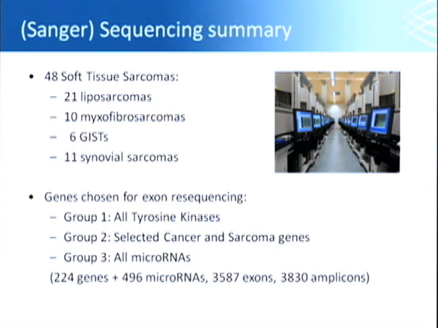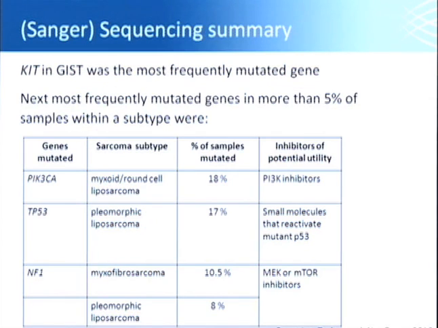And the analyses were at the sequencing level, all the tyrosine kinase genes. We know those are oncogenes. We know many of them are druggable. Let's find out if some of the sarcomas have those. And then a number of other cancer and sarcoma-related genes, all the microRNAs. The following slide just summarizes some of the highlights. One that's very interesting: in the myxoid round cell liposarcoma group, 18% have PIK3CA mutations, so clearly a very druggable target. And then there are other examples, P53 mutations that we didn't know about in pleomorphic liposarcoma, and neurofibromatosis type 1 in myxofibrosarcoma and pleomorphic liposarcoma. Not quite as straightforwardly druggable, but certainly with opportunities.